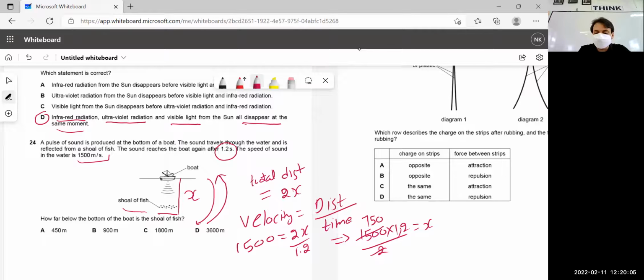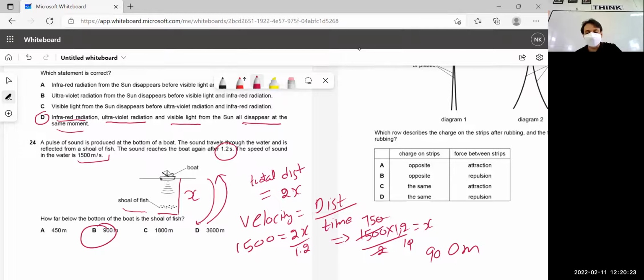So the decimal you can remove, 10 will be here. And now 75 multiplied by 12, you can do the calculation. How much is this? 12 times 5 is 60, and the result is 900 meter. I can find option number B.